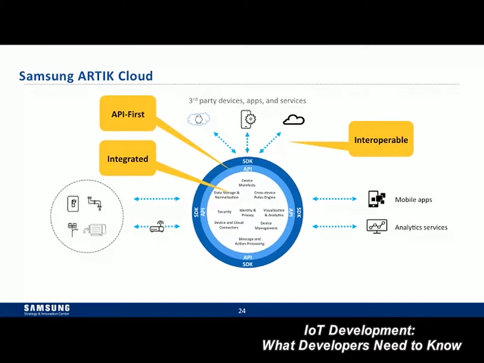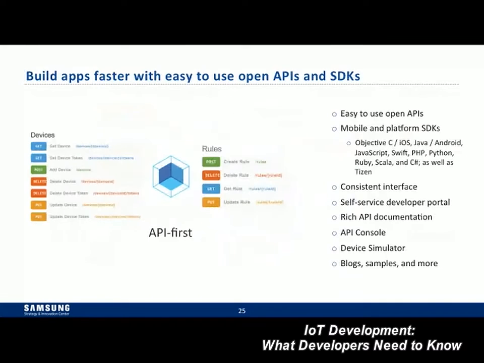So we're API first. We're fully integrated for our SDKs. Goodness, we have about 9 different languages. And then last week, we just released our Tizen SDK. And it's just really cool what you can do. And so we use Swagger for our API console, so you can actually see these APIs in action.